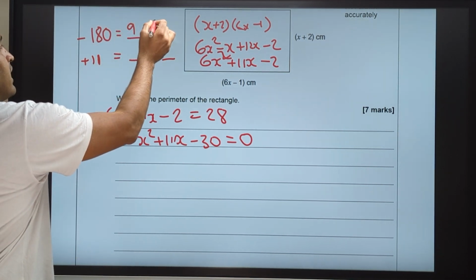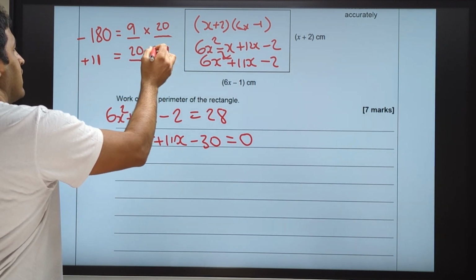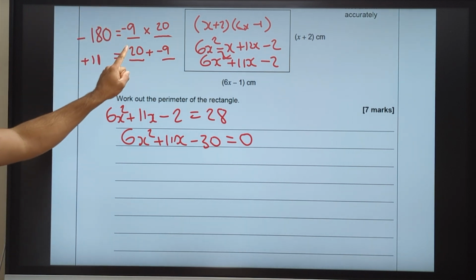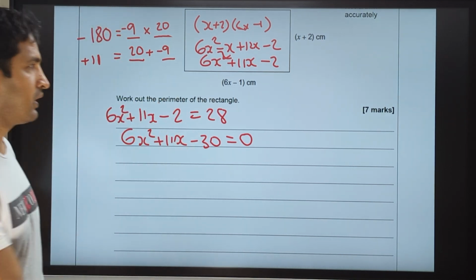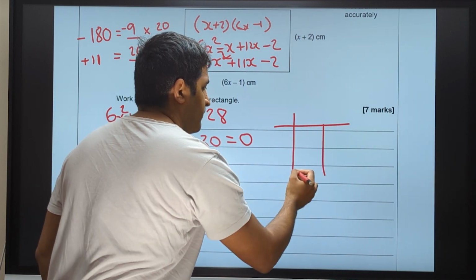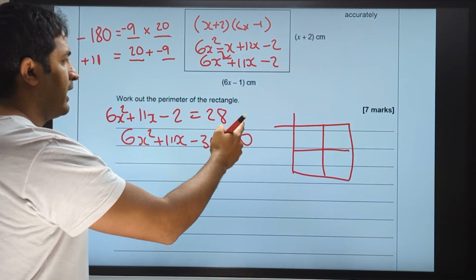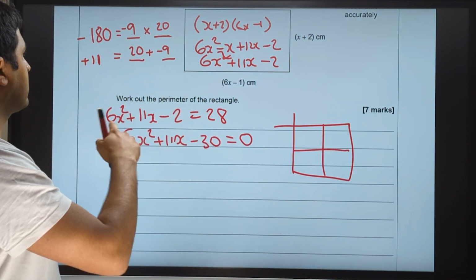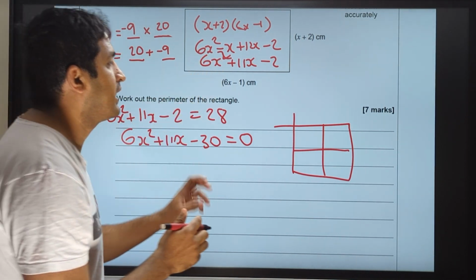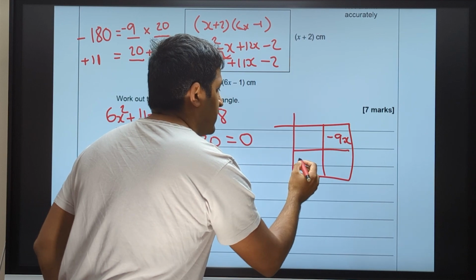Okay, so that's 9 times 20, and that's 20 and 9. I need 9 to be negative. That gives you negative 180. Now you can use that and factorize that. Okay, so again you can do this grid method, but I need to remember to get 20 and 9. So 20x and negative 9x at some point. So that's negative 9x and that's 20x.